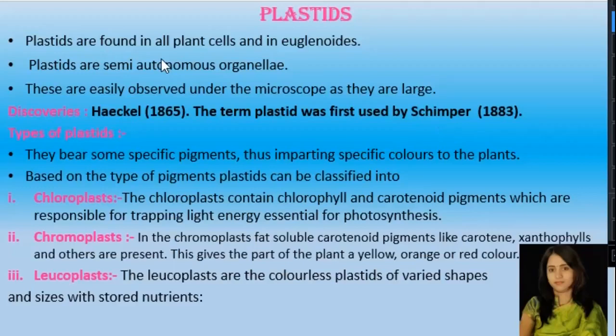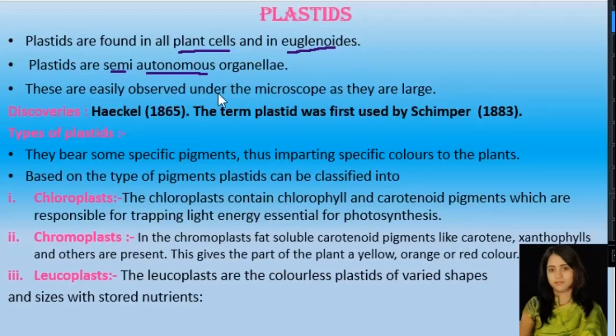You all know that these plastids are also double membrane bound cell organelles, and they are present in all plant cells and also in euglenoids. And plastids are also known as semi-autonomous organelles because, like mitochondria, in plastids also a small circular double-stranded DNA is present, and hence it is partially dependent on the nucleus for its activities.